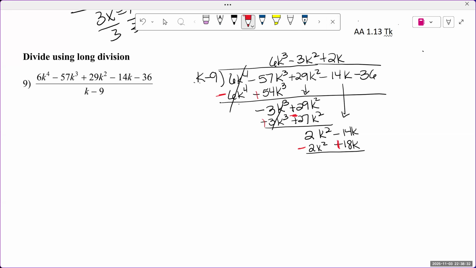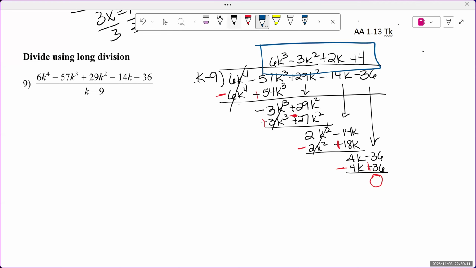Subtract across. Those cancel and you get 4k. Bring down the -36. 4k, make it match. 4k divided by k is 4. 4 times k is 4k. 4 times -9 is -36. Change the signs, add, we get a remainder 0. So equals that answer right there.